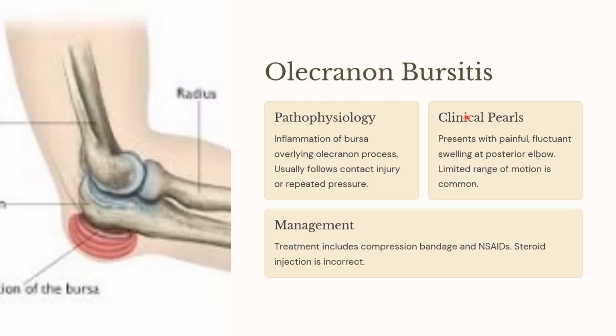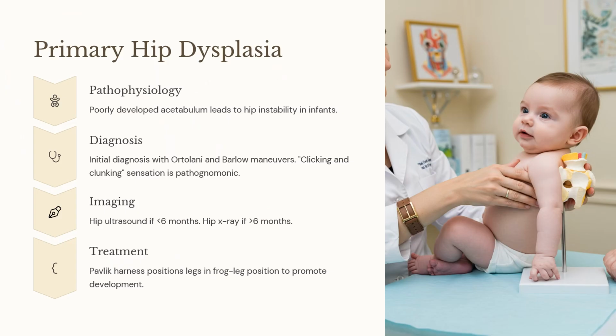What about olecranon bursitis? This is the olecranon bursa. So the inflammation of this bursa is the bursitis. It is known as the olecranon bursitis. Usually this will follow contact injury, or when there is a repeated pressure, then the olecranon bursitis happens. So since a bursa is something which is localized and confined, they will present with the painful fluctuant swelling at the posterior elbow, and limited range of motion is also common. Treatment will include compression bandage and NSAIDs. Steroid injection is totally incorrect in MLA exams.